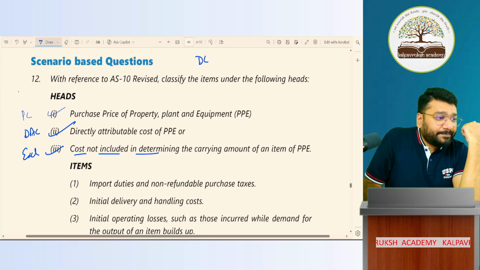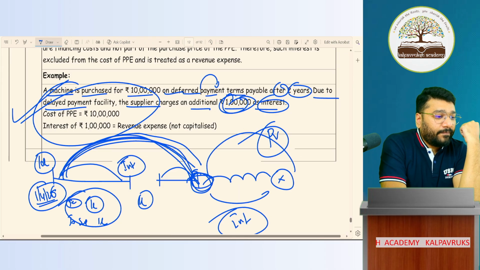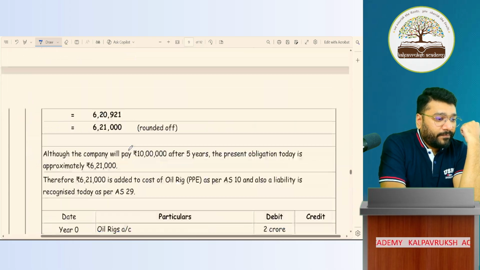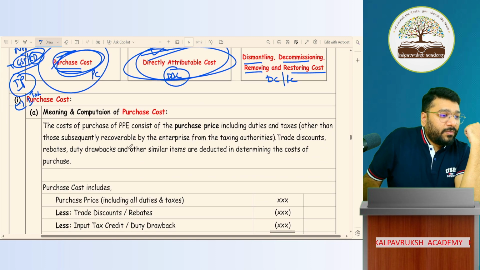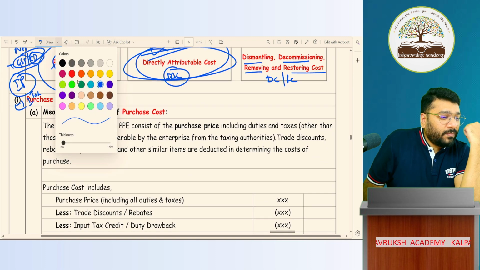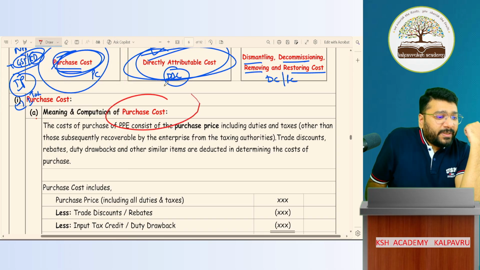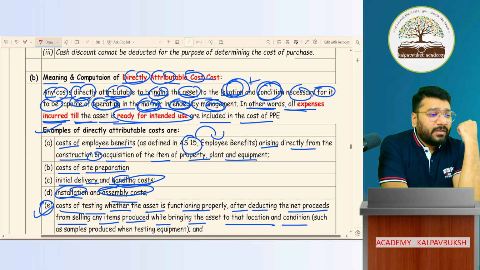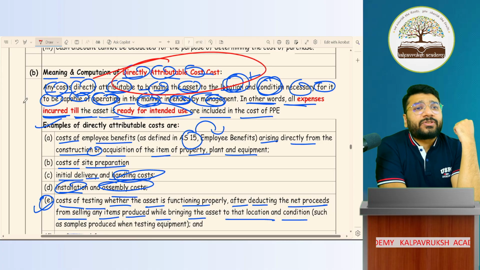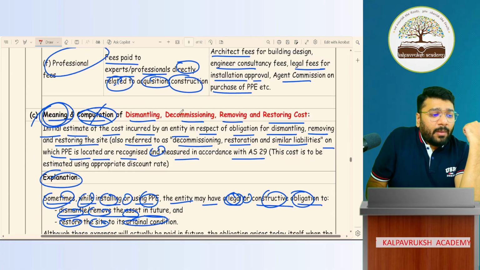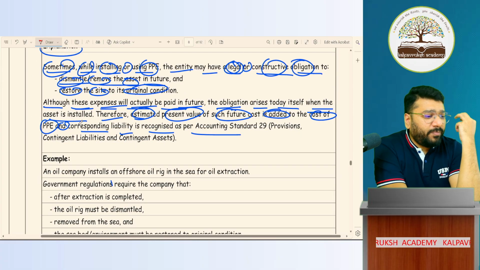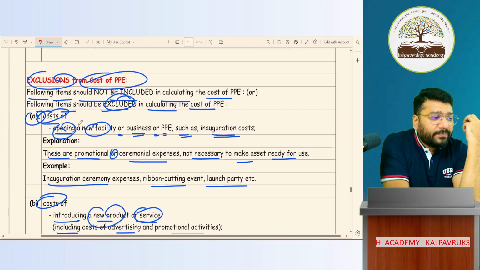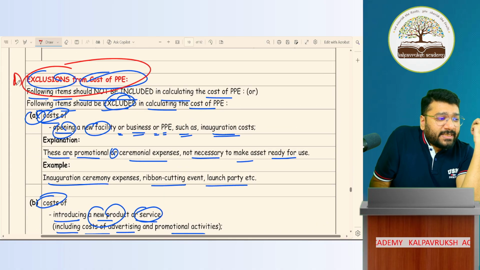What did we study? First, we studied about purchase cost. Then we studied about directly attributable cost. Then we spoke about dismantling or decommissioning cost. All these three are the cost incurred for cost of PPE. Then we spoke about the exclusions. Can I put this as D?